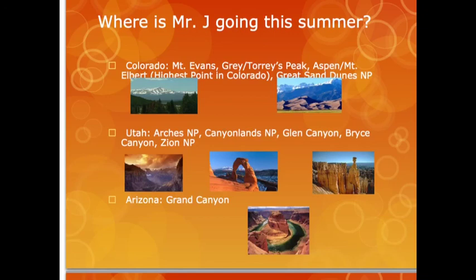And just to make sure that you are paying attention and watching this entire video, I would like for you to record down on your paper all the places where I'm traveling to this summer. Mount Evans and Grays and Torreys Peak in Colorado, Aspen, Mount Elbert. Mount Elbert's the highest peak in Colorado, and Great Sand Dunes National Park. Then we're going to Utah to experience the Arches National Park, and Bryce Canyon and Zion National Park, and ending in the Grand Canyon.